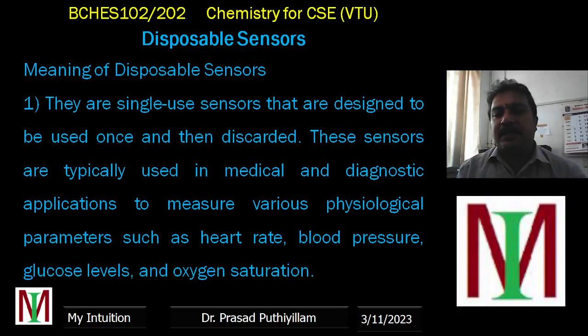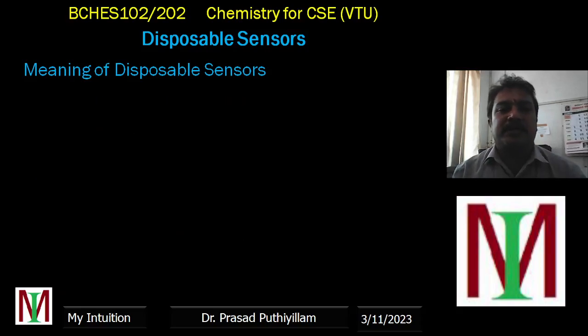So these sensors are mainly used in medical and diagnostic applications to measure various physiological parameters such as heart rate, blood pressure, glucose level and oxygen saturation. It is already available in the market. We purchase many things from the medical shop to check our heart rate, blood pressure, glucose level, that is the sugar level, as well as the oxygen saturation. It is one-time use and we cannot use it again, so we have to dispose of it.